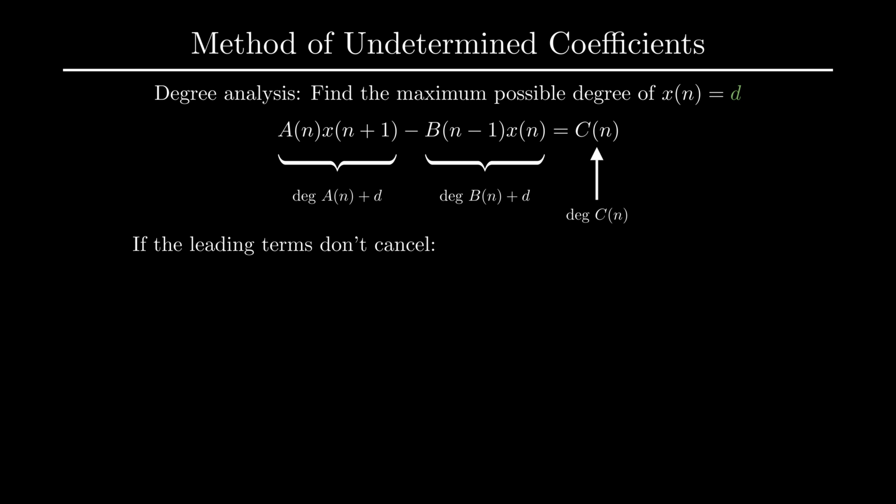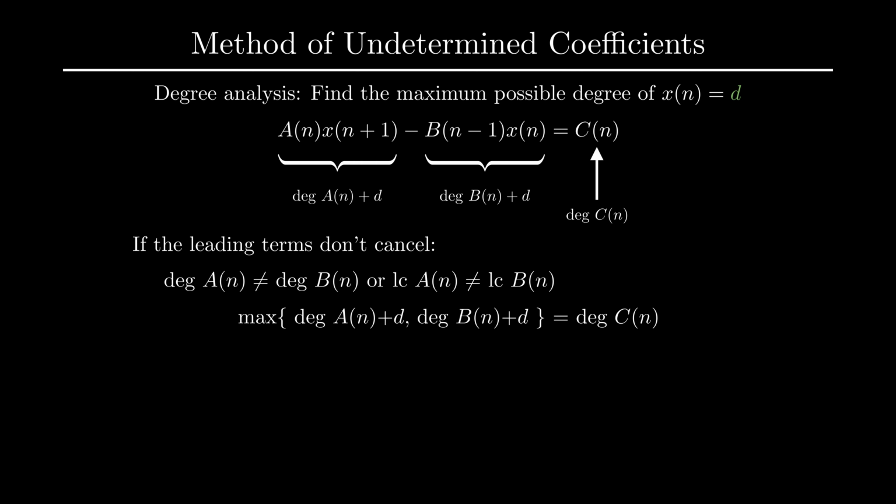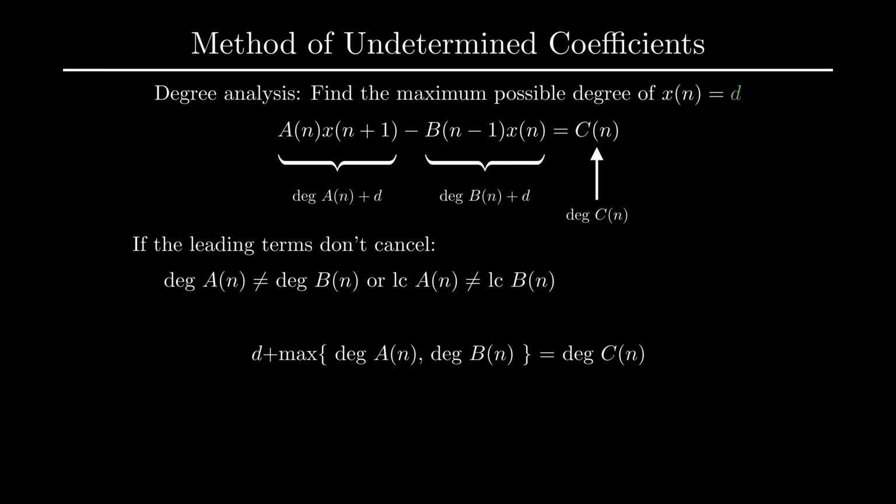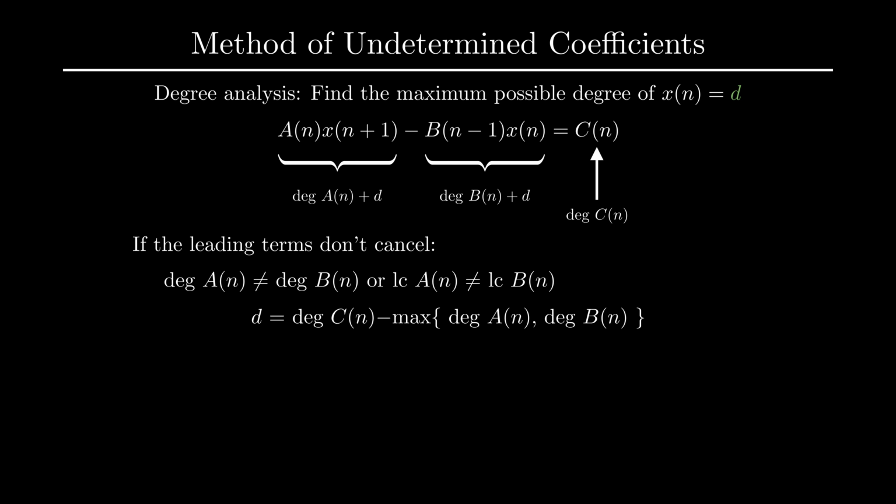Let's suppose the leading terms in these two expressions don't cancel. When does that happen? This either happens when the degrees are totally different or the leading coefficients are different. In this case, whichever term gives the higher degree, that's the degree of the entire left side, which must be equal to the degree of the right side. Solving this gives us this expression for d.